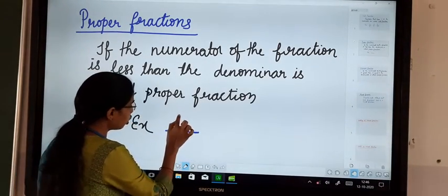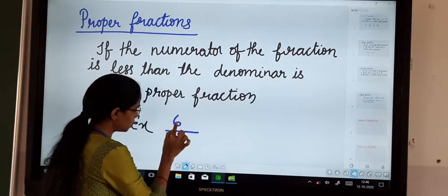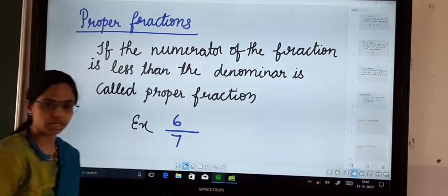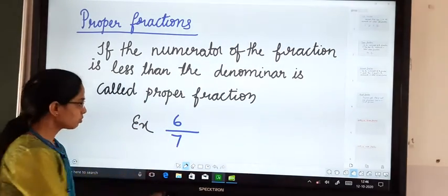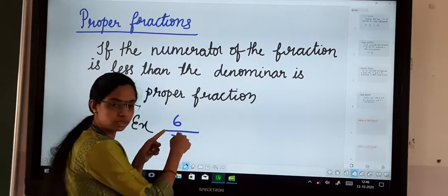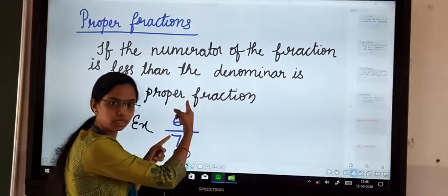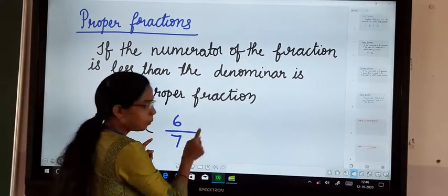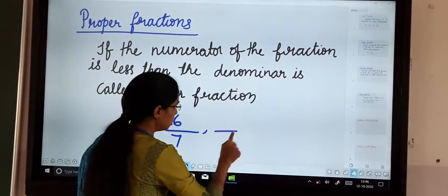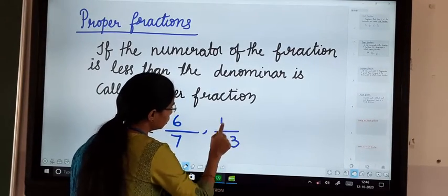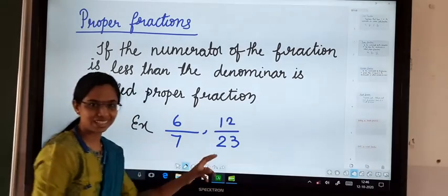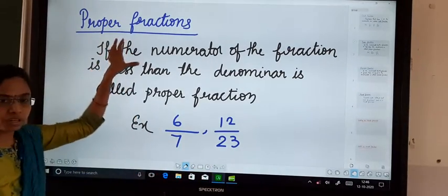Then proper fraction. If the numerator of the fraction is less than the denominator, it is called a proper fraction. See, the denominator has to be greater, the numerator has to be less. Here 6 is less, 7 is greater than 6. So it is a proper fraction. 12 by 23. It is a proper fraction.